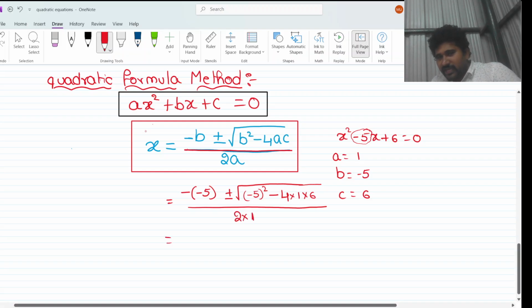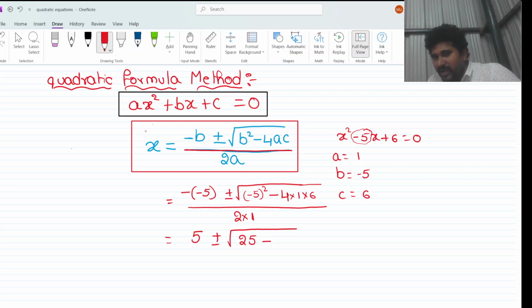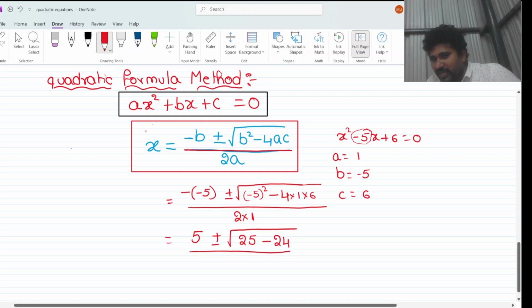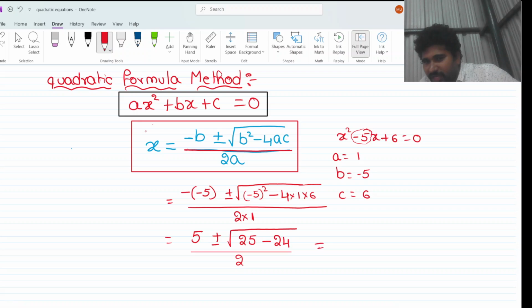What did you get here? Minus into minus is plus 5, plus or minus root of 5 square, which is how much? 25 minus 24, whole divided by 2. That clear for everybody? So from here, 5 plus or minus root of 25 minus 24 is how much? 1. Root 1 is 1, divided by 2.